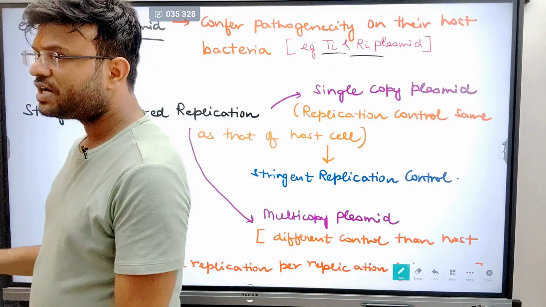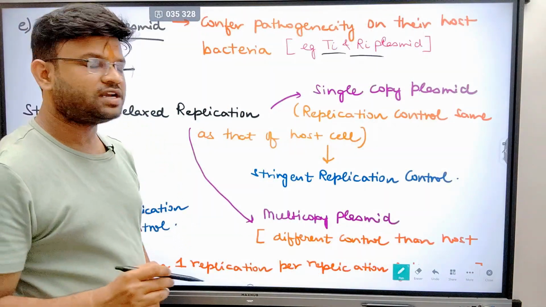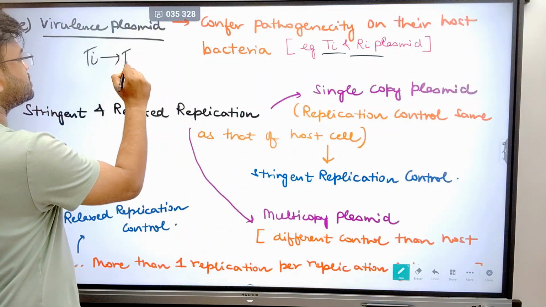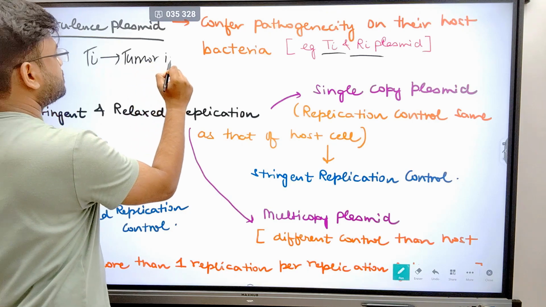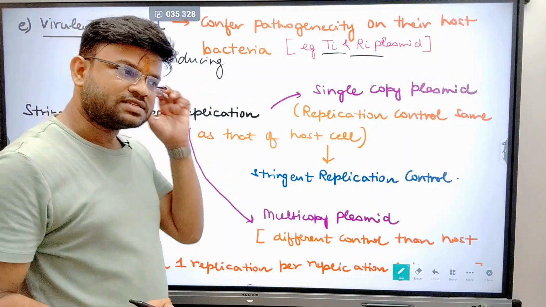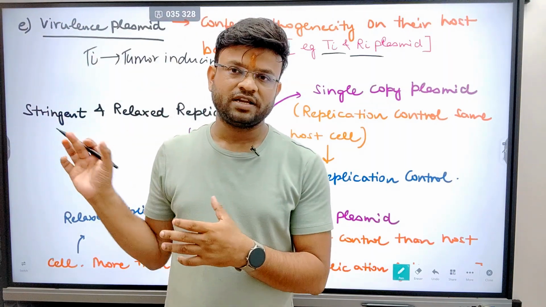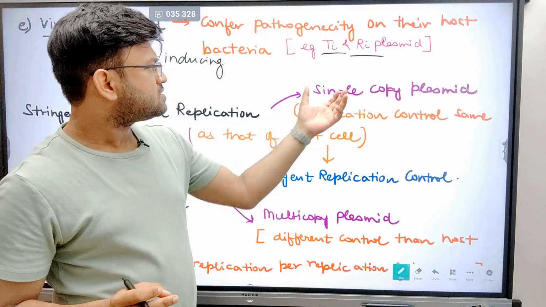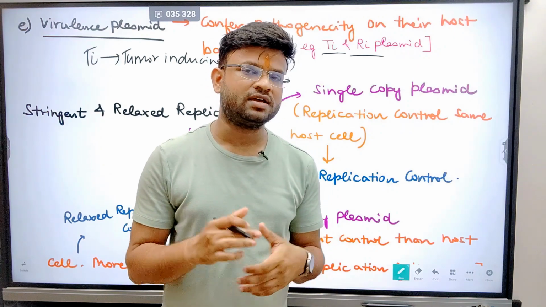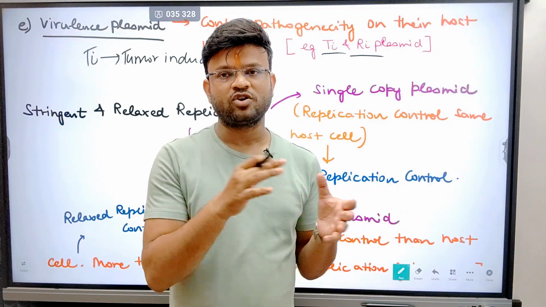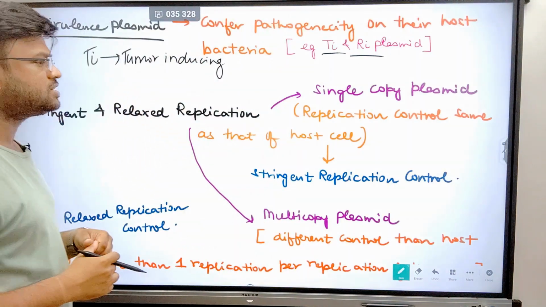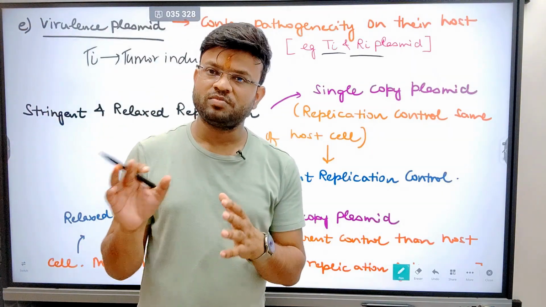TI plasmid, you might have heard about this or studied about this. TI plasmid is actually tumor inducing. It is seen inside the Agrobacterium tumefaciens, and the RI plasmid is found in the same genus, Agrobacterium only. The species is rhizogenes, and in case of TI plasmid, the species is tumefaciens. You should be knowing this.